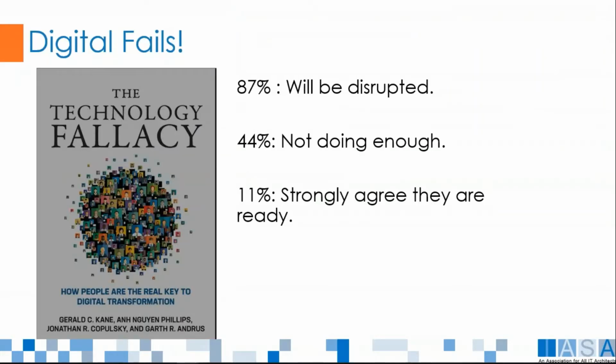According to the book, The Technology Fallacy, 87% of people surveyed realize they're going to be disrupted. We know that digital is changing everything. 44% said that they're not doing enough. And actually, it's even worse than that, because out of that 44%, there's a huge percentage that was just sort of saying, yeah, we're kind of doing the right thing. But it's not really the strong, yeah, we really know what we're doing. It's sort of a weaker, yeah, I think we're going the right way. And only 11% strongly agree that their companies are actually ready for a digital transformation.